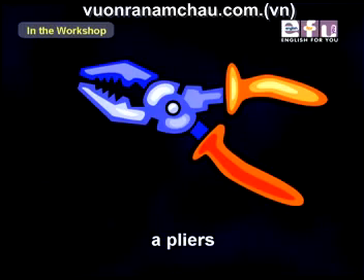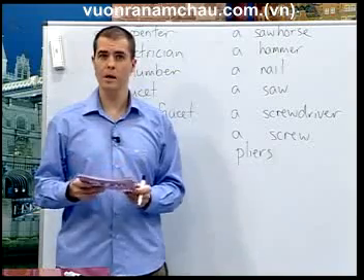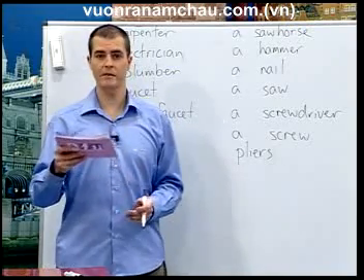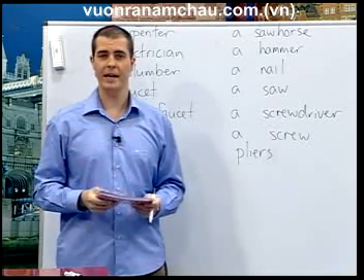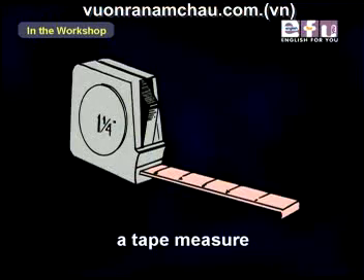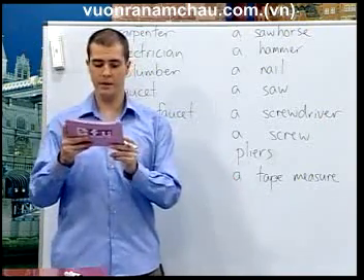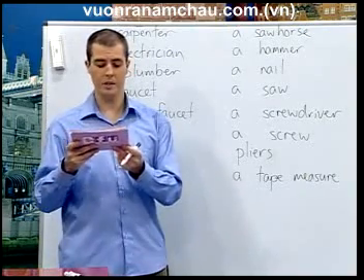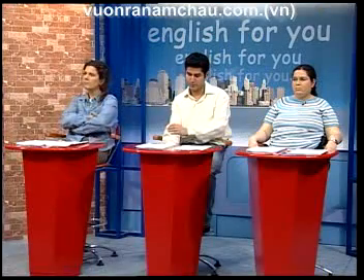Pliers. Well, this is a small tool, made of two crossed pieces of metal used to hold small things or to bend and cut wire. And finally, a tape measure. A tape measure is a long, narrow band of cloth or steel marked with inches and feet or centimeters. It's used for measuring something.